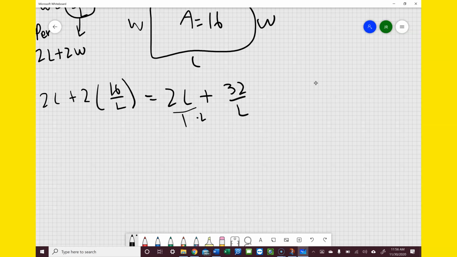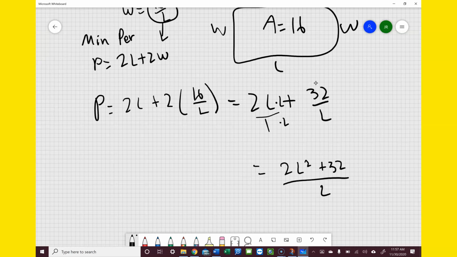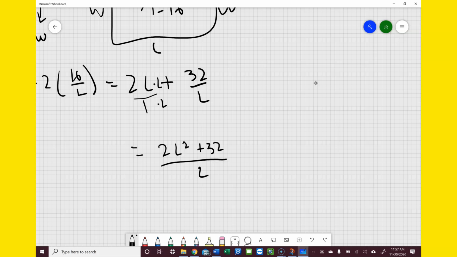I'm going to multiply this by L and L on top and bottom. That gives me 2L squared plus 32 over L. And now I'm going to take the derivative of that. And actually, when I take the derivative of that, I do think it would have been easier to leave it the other way to take the derivative. So let me back off of that.